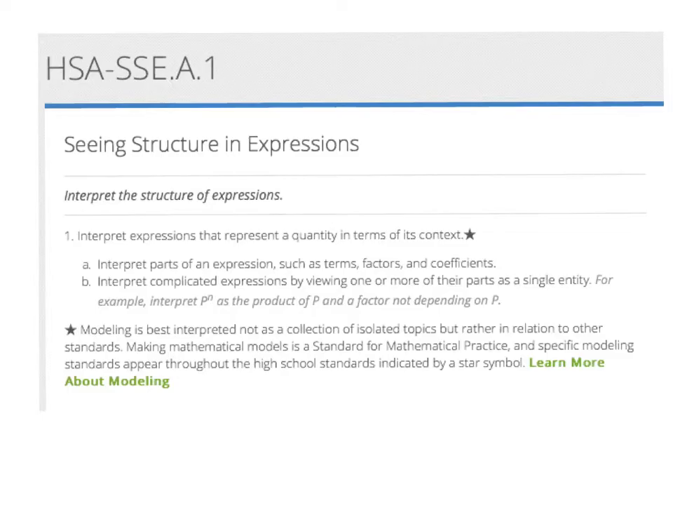Today's objective. You're going to have to see the structure in expressions. Interpret expressions that represent a quantity in terms of its context. Interpret parts of an expression such as terms, factors, and coefficients. And interpret complicated expressions by viewing one or more of their parts as a single entity. In other words, you're going to have to read an expression and create an algebraic expression out of it. And then in the second half, you have to see an algebraic expression and then write it in words.